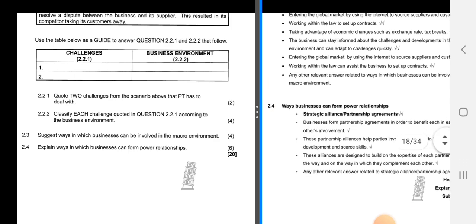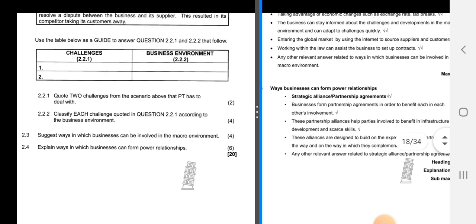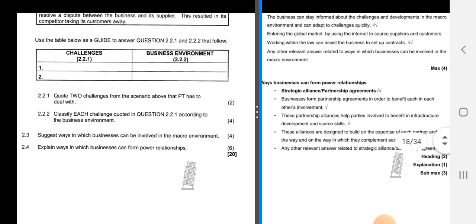And then 2.4, so it's 4 marks. You need 2 full sentences, and each sentence will award you 2 marks. So explain ways in which businesses can form power relationships. How can two businesses form power relationships? That is through strategic alliance or partnership agreements. Businesses form partnership agreements in order to benefit each other's involvement.